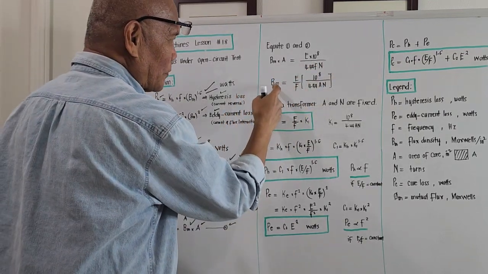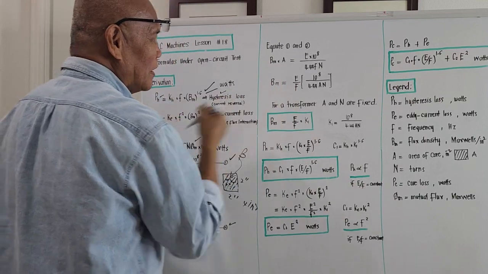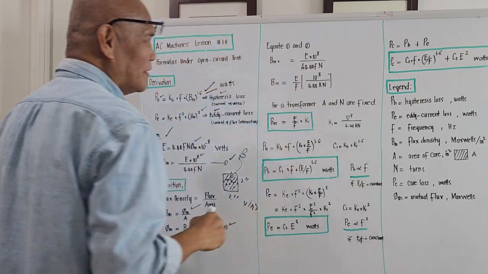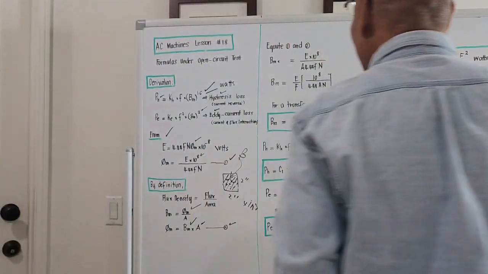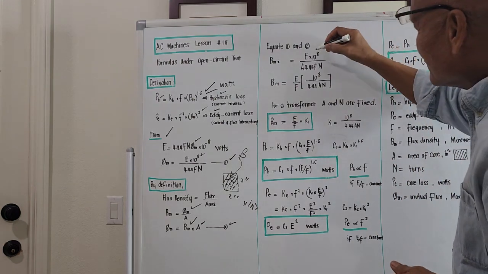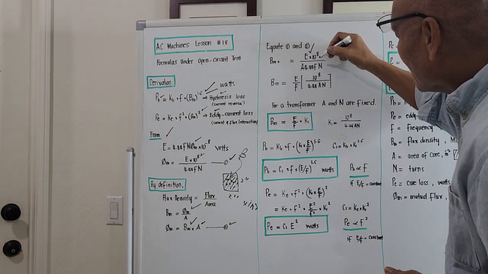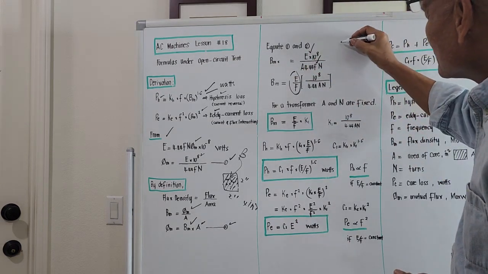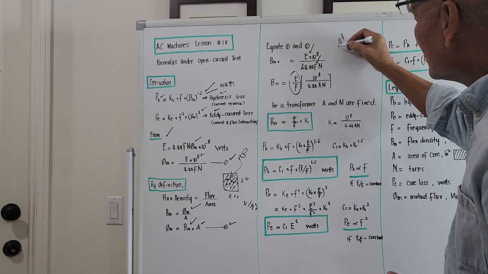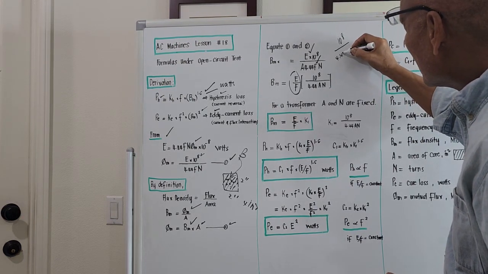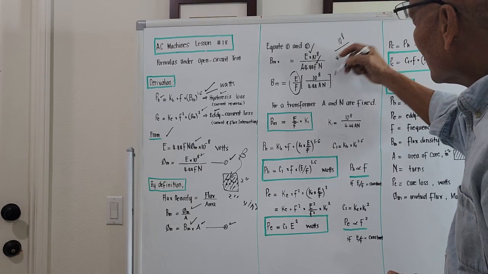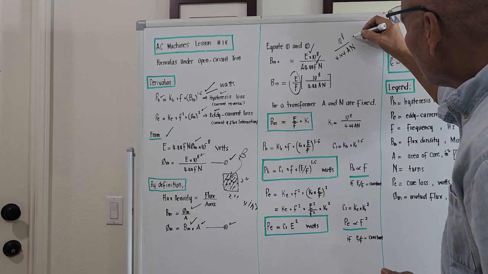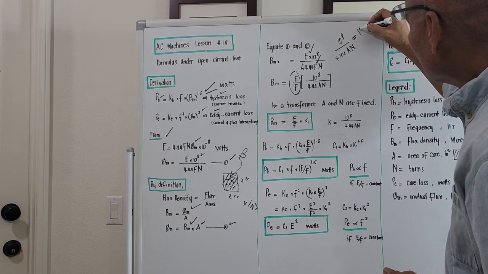If we try to compute for B sub M without the A, we will put A here. We remove this one. Then we try to rearrange. We'll combine E and frequency. So what remains will be 10 to the 8 over 4.44. We will take the area, we will take the number of turns, and we equate this to be equal to K1.